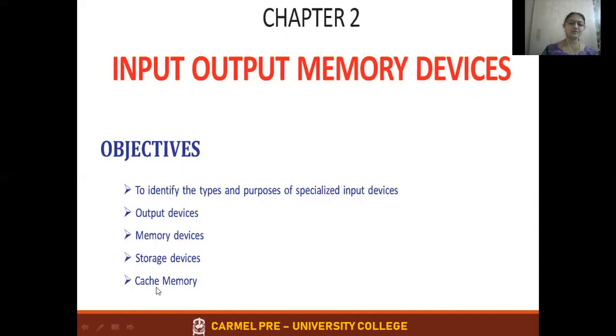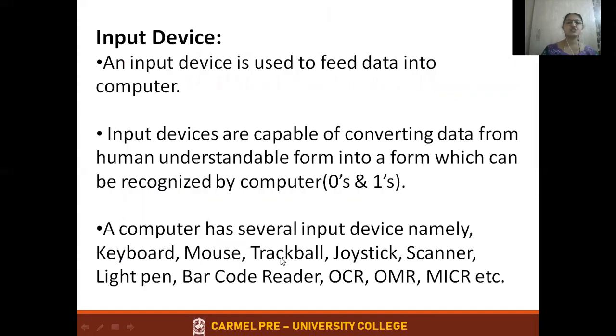Then the last type of memory is cache memory. There is another type of memory which is available in the CPU, which plays an important role in speeding up the processing. So all these things we will learn in this chapter, not all at once. Let us go step by step. Today, let us see a few input devices.